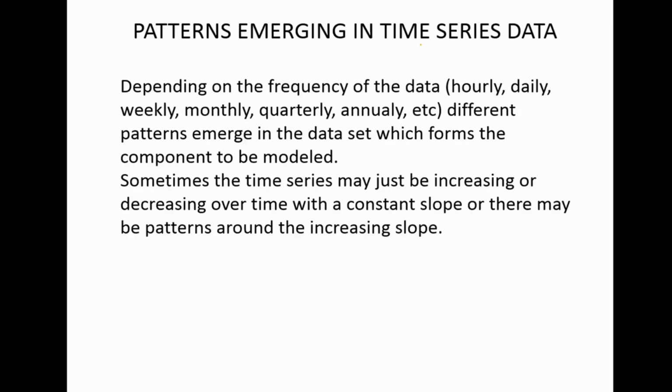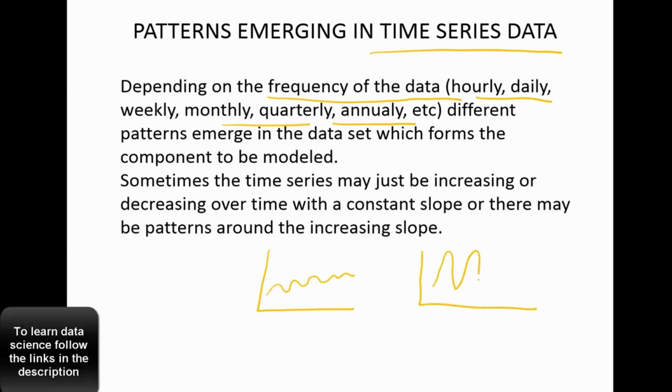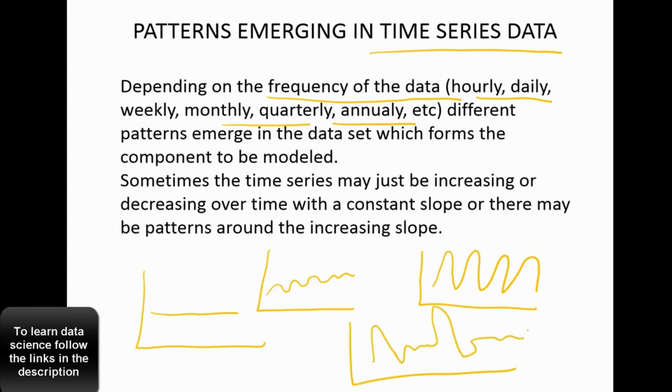So what are the patterns that you can find in time series data? Depending on the frequency of the data, which could be hourly, daily, weekly, monthly, quarterly, sometimes your time series data could look like this. Sometimes it could look like this. Okay. Sometimes it could be a straight line. Sometimes very random, something like that, completely random.